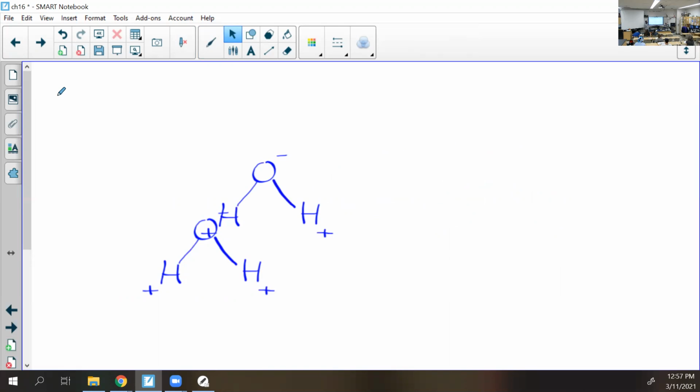Occasionally, for a very short period of time, this H will be more attracted to these lone electron pairs right here than its own O. Now, I have to be careful. This is not a hydrogen bond attraction. This is a chemical bond attraction.